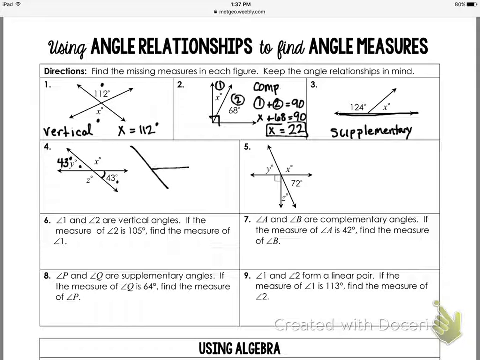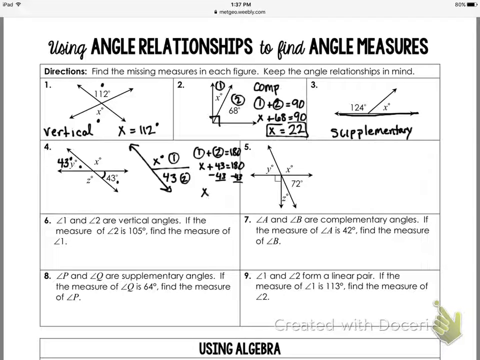Now, moving on, I'm just going to redraw this over here to the side. If I have 43 right here and x degrees here, I noticed that these are on a straight line, which means that they have to be supplementary to each other. So angle 1 plus angle 2 have got to be equal to 180 degrees. Angle 1 is x, angle 2 is 43, and that equals 180. So we'll subtract 43 from both sides.